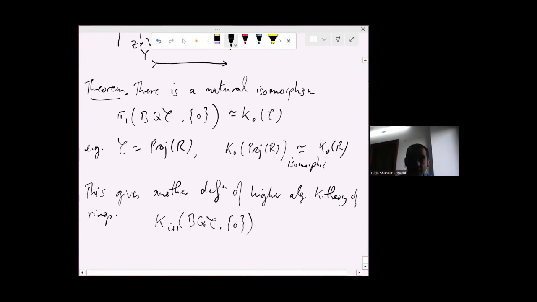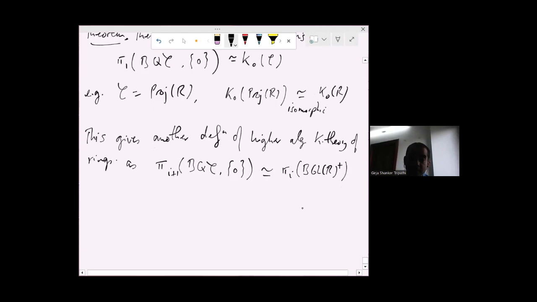Okay, so this definition. So this is pi I plus 1, BQC 0, and the next theorem is that this is isomorphic to pi I of BGL R plus. So yeah, this is again another theorem.